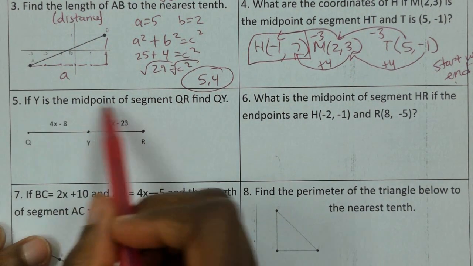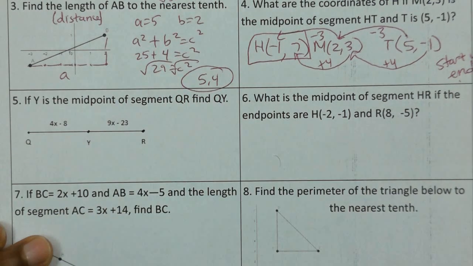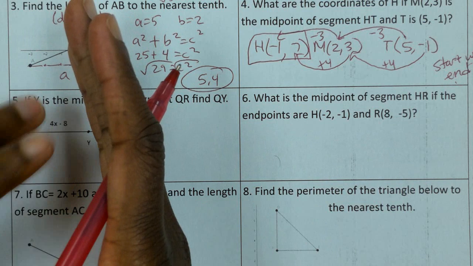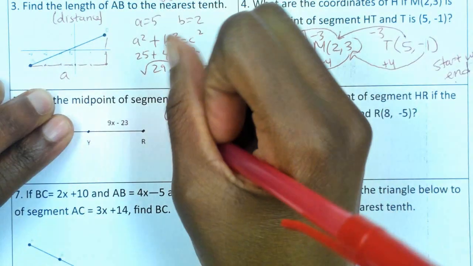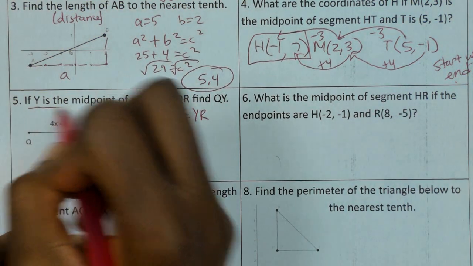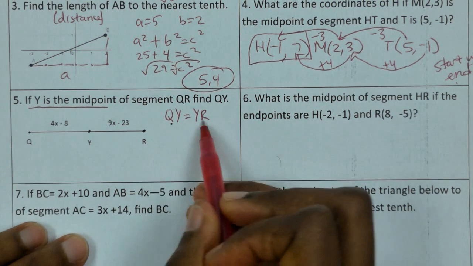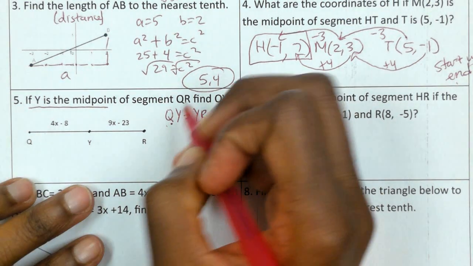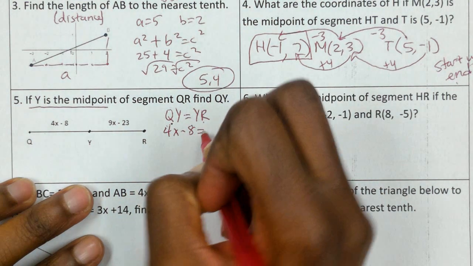Okay, if Y is the midpoint, that means that QR is cut in half, where QY is equal to YR. That's only true if the point Y is the midpoint. Then these two things are equal. So QY equals YR, so we can set them equal and solve for x.